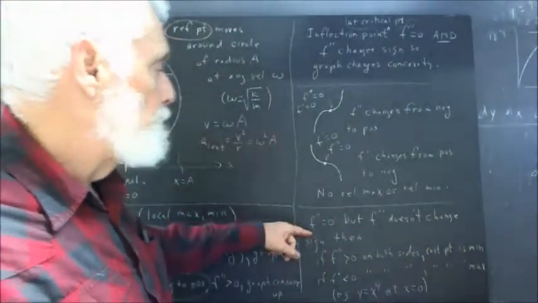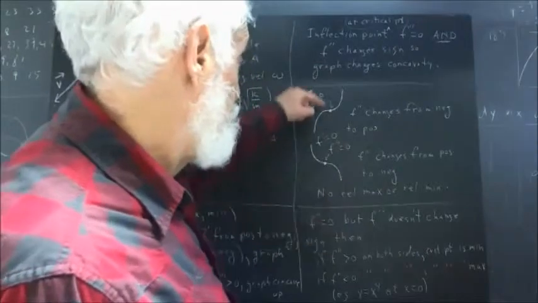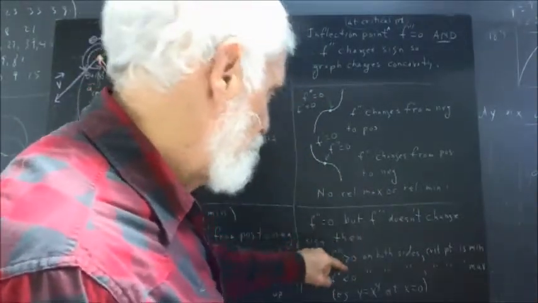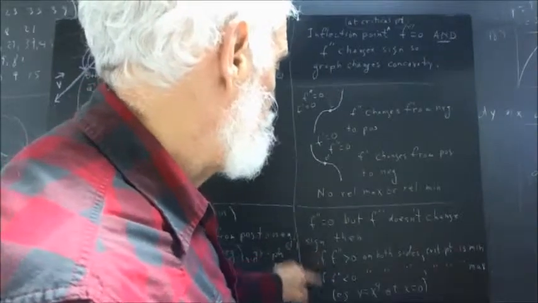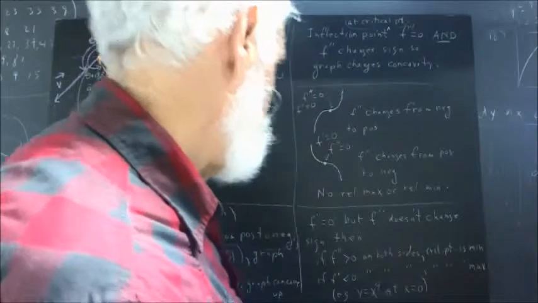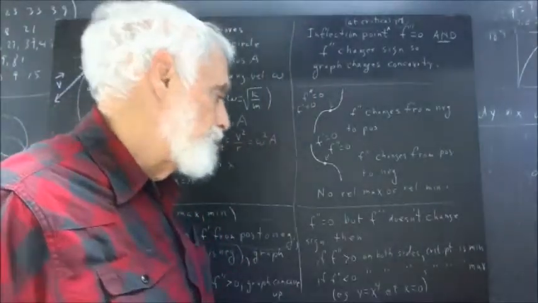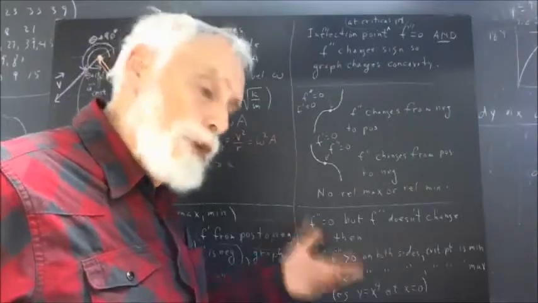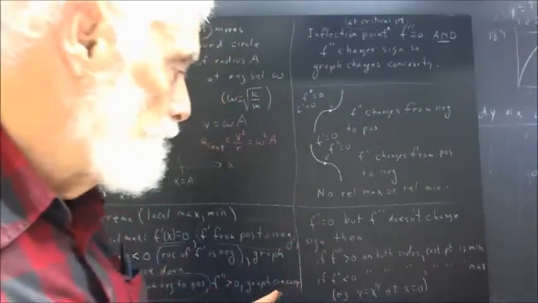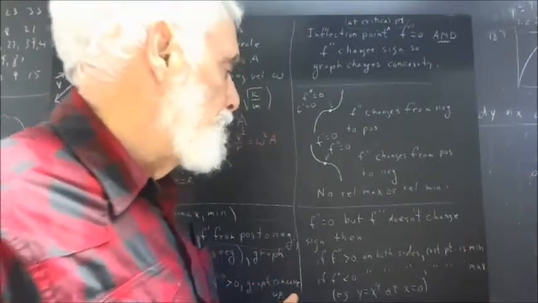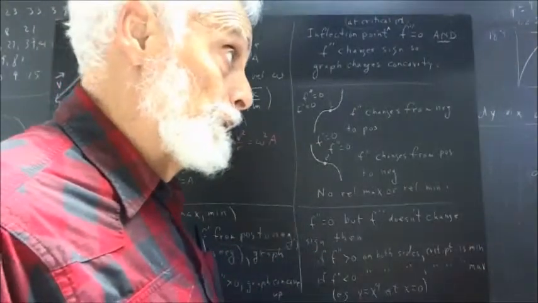So if f double prime is 0 at a critical point, you could either have this, or you could have this, or you could have this case. An example of this is y equals x to the fourth at x equals 0. Okay, y equals x to the fourth. The derivative is 4x cubed. The second derivative is 12x squared. Okay, 12x squared is 0 when x equals 0.